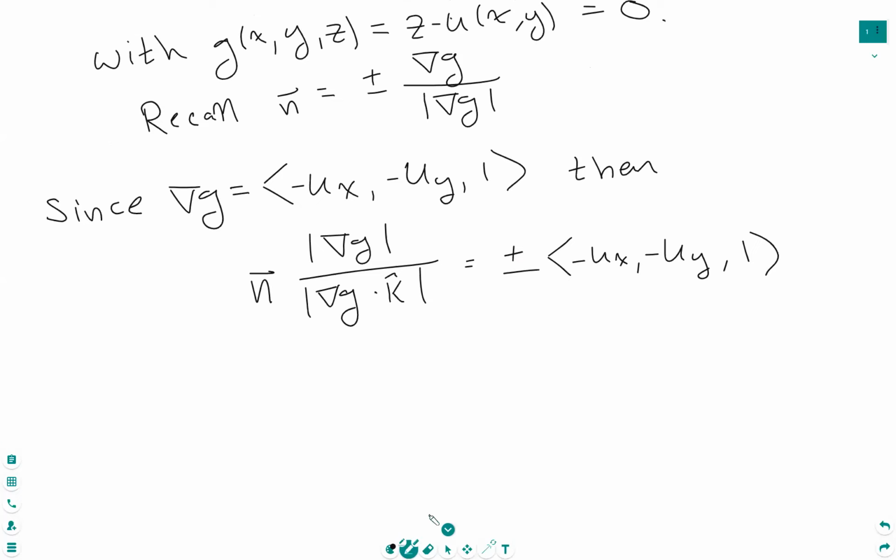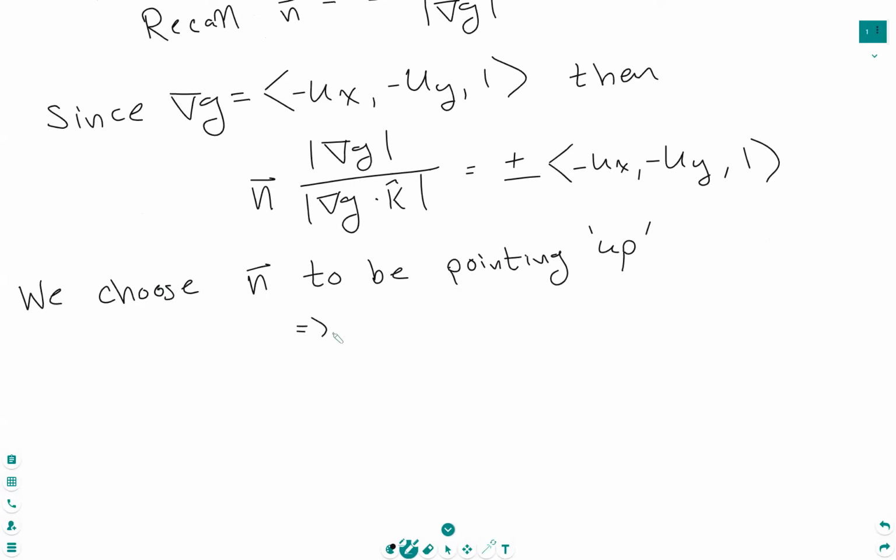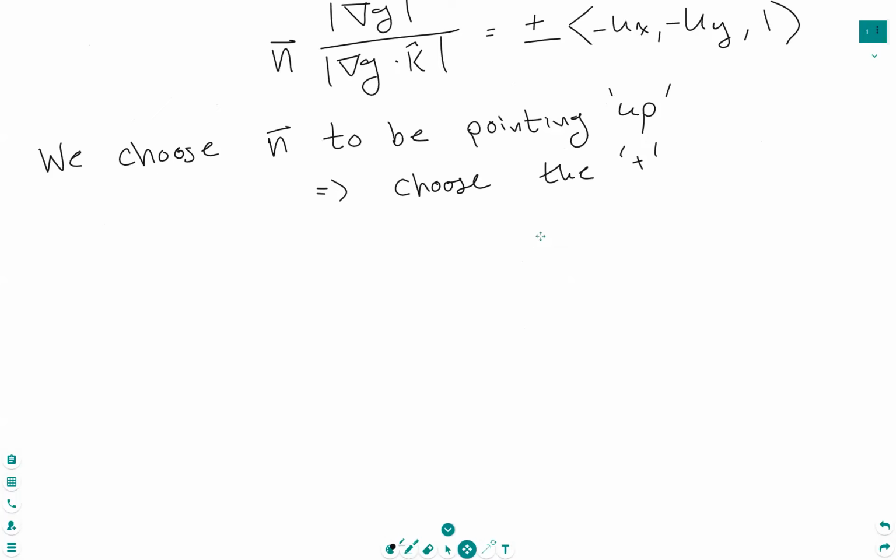So just kind of arbitrarily here, what we're going to do is we choose that n is going to be pointing up. So if we have that it's pointed up, this means choose the positive version. All right, so we'll choose the positive so that our z component is positive, which is pointing up.